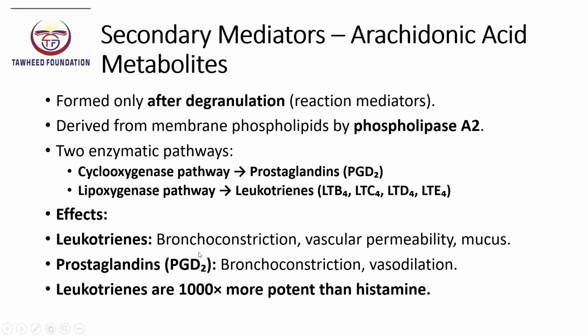Leukotrienes are particularly powerful bronchoconstrictors, up to 1,000 times more potent than histamine, and increase vascular permeability and mucus secretion. Prostaglandins also contribute to bronchoconstriction and vasodilation. So these leukotrienes are 1,000 times more potent than histamine.